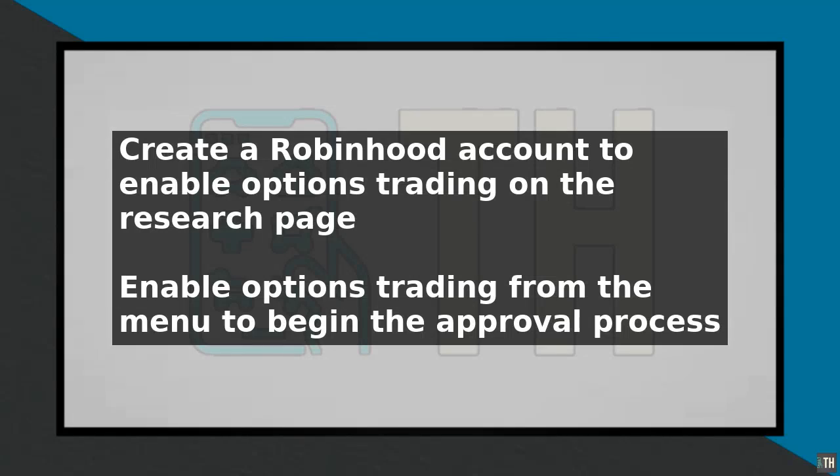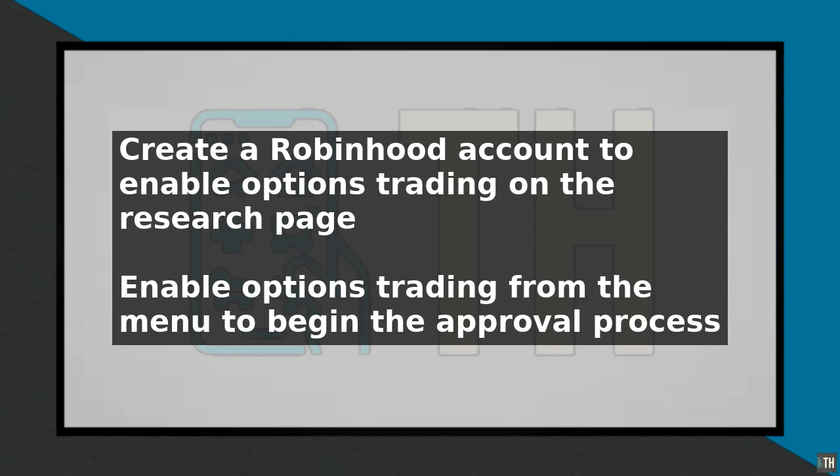To get started with Robinhood options trading, you need to have a Robinhood account and enable options trading by going to the research page and selecting options trading from the menu. Once you have been approved for options trading, you can begin by learning the key concepts of options trading.